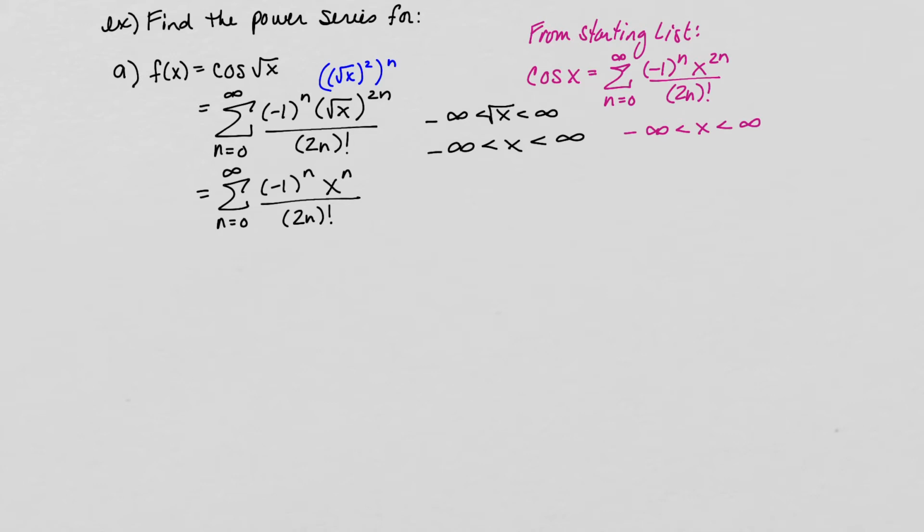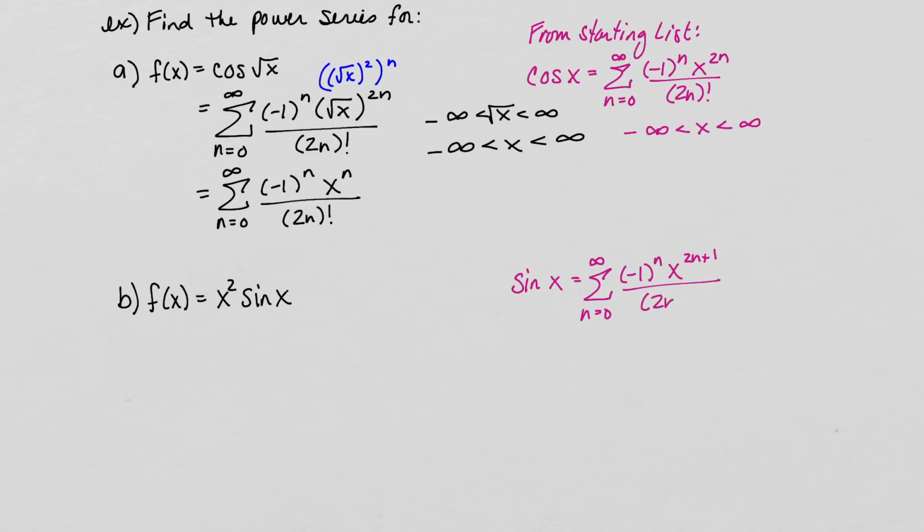Okay, so let's try another one here. f of x equals x squared sine x. So we know what sine x is, right? Sine x was one of the ones that was given. Sine x is the summation n equals 0 to infinity of negative 1 to the n, x to the 2n plus 1, all over 2n plus 1 factorial.